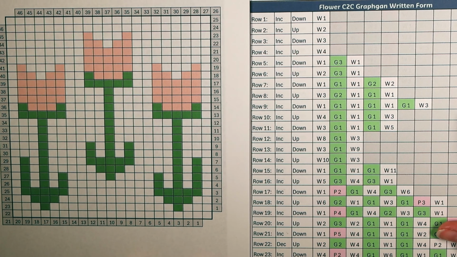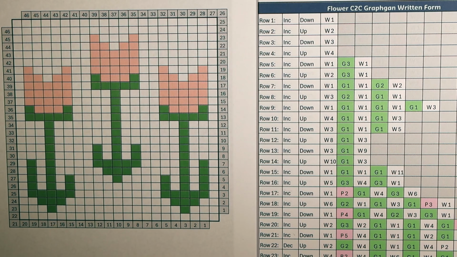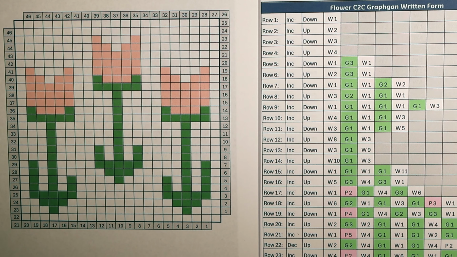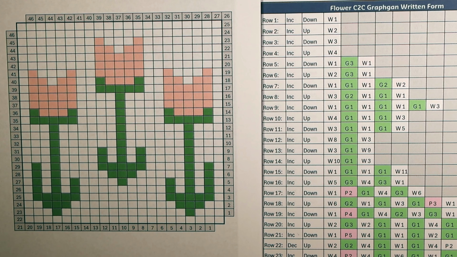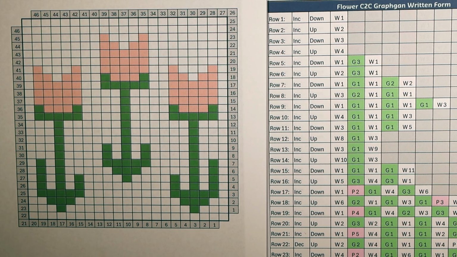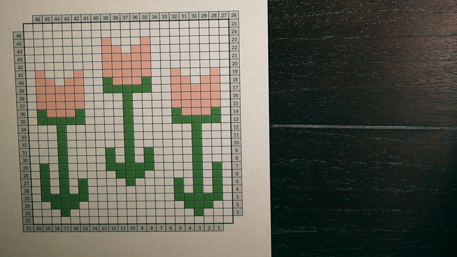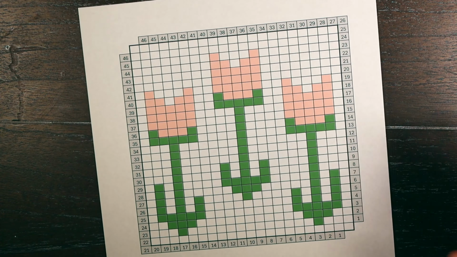I do have another video on how to do a corner to corner pattern if you want to pop over to my channel and check that out. Those comments might make a little more sense to you if you're new to a corner to corner type of crochet.